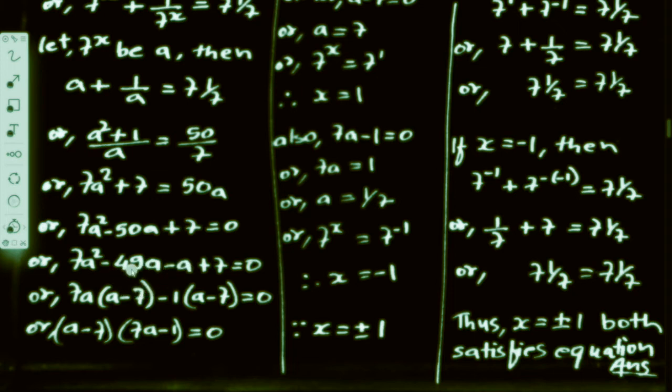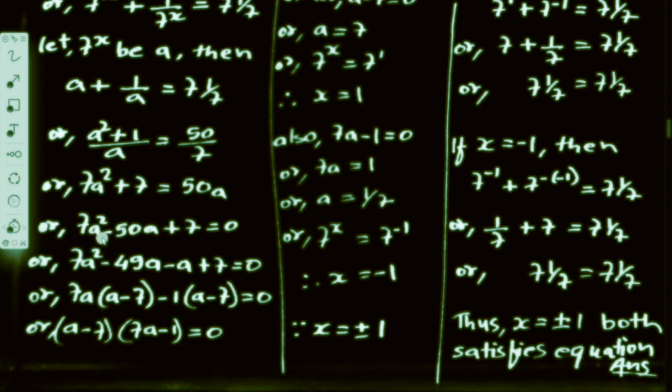Now from these two, 7a square minus 49a, we have to take common. Common is our 7a. Now the rest is a minus 7. Minus 1 is common in these both. So minus 1, a minus 7 equals 0. Now this a minus 7 is similar, so take it ahead. a minus 7, and 7a minus 1. Here we get two factors of this expression.